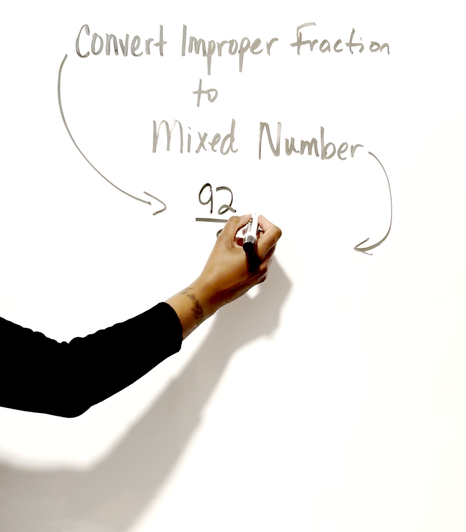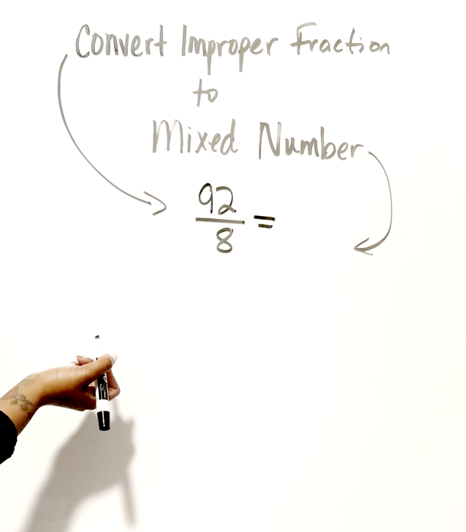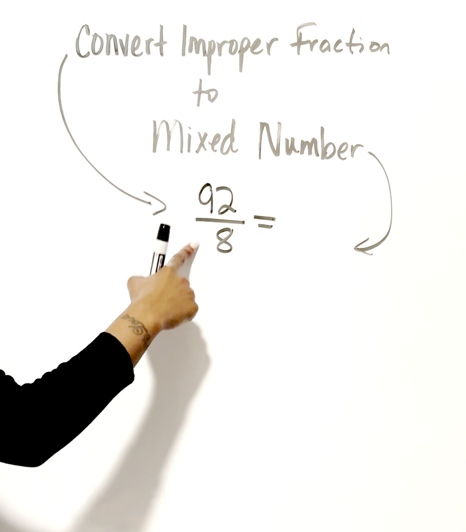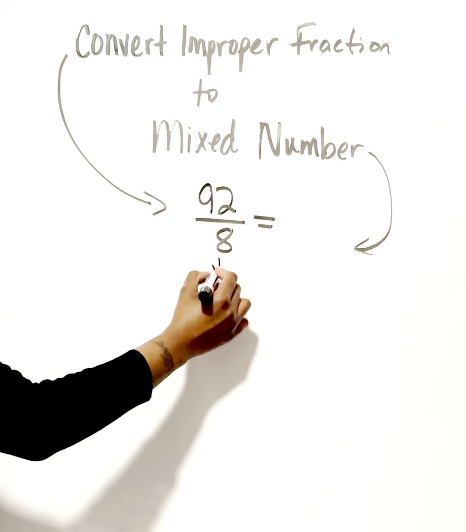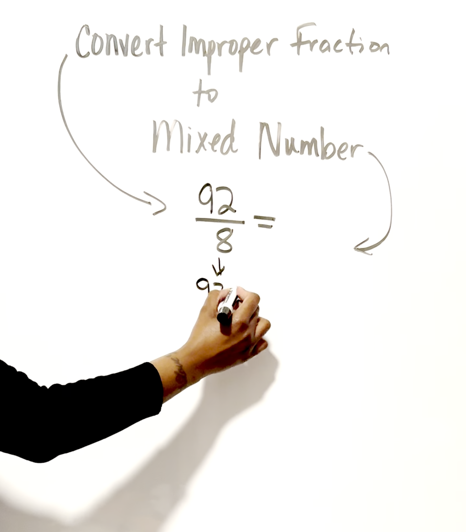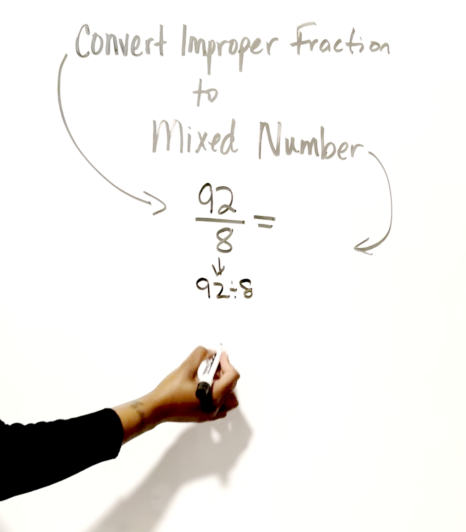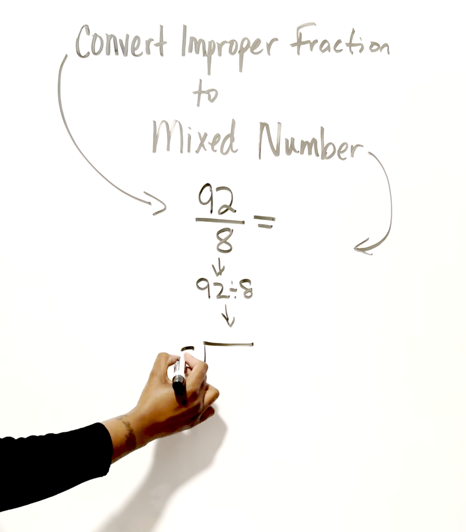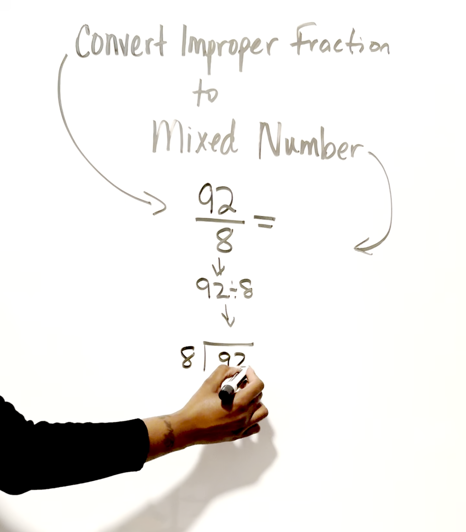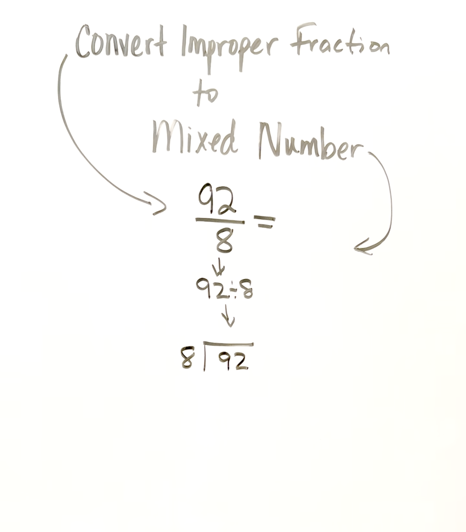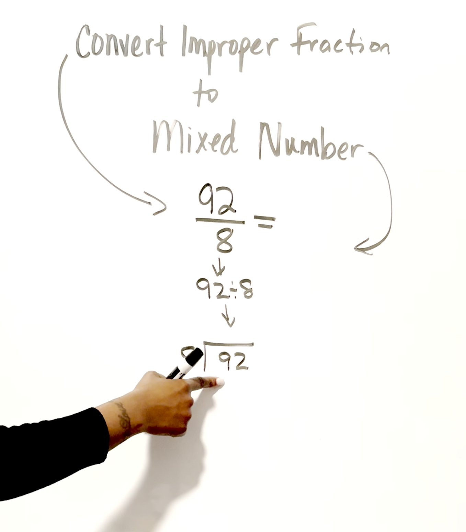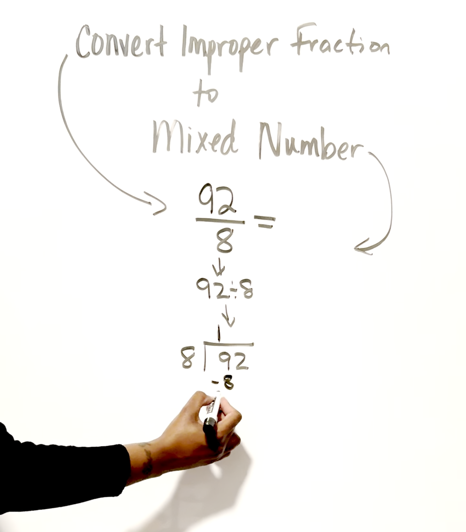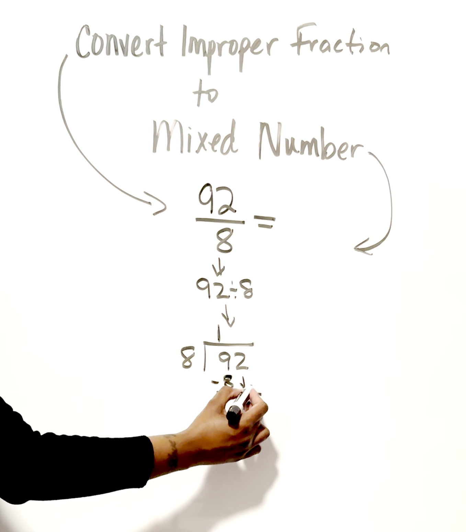number at the bottom. All right, and we want to change it to a mixed number, which is a whole number and a fraction. So we can agree that a fraction is the same thing as division. So I can rewrite that as 92 divided by 8, which means in long division form, the 8 is on the outside and the 92 is on the inside. Okay, we're going to do long division. So we're going to say 8 goes into 9 one time. 1 times 8 is 8. Subtract. We have 1. Then we're going to bring down our 2.